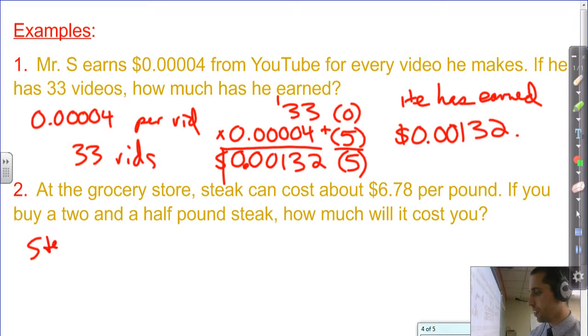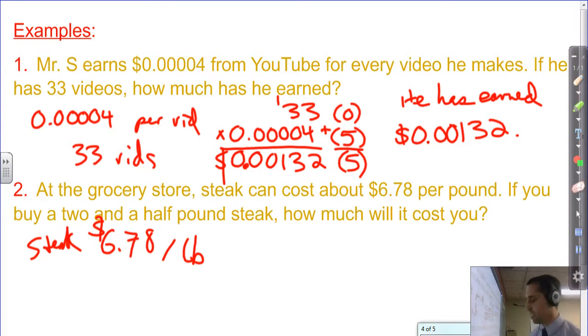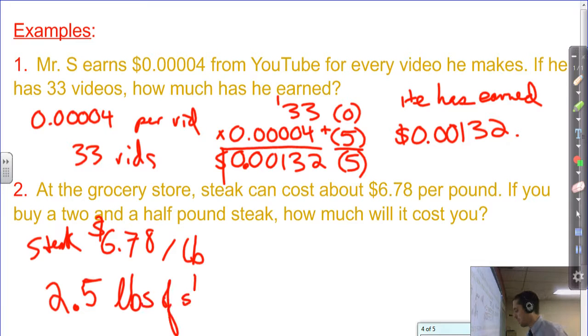So steak is $6.78 per pound, and we get 2.5. So 2.5 sounds like 2 and then 1 over 2, but you should know that 2.5 as a decimal is 2 and 5/10, because 5/10 is 1/2. All right, this is multiplication. Let's see what it looks like. 6 and 78/100 times 2 and 5/10.